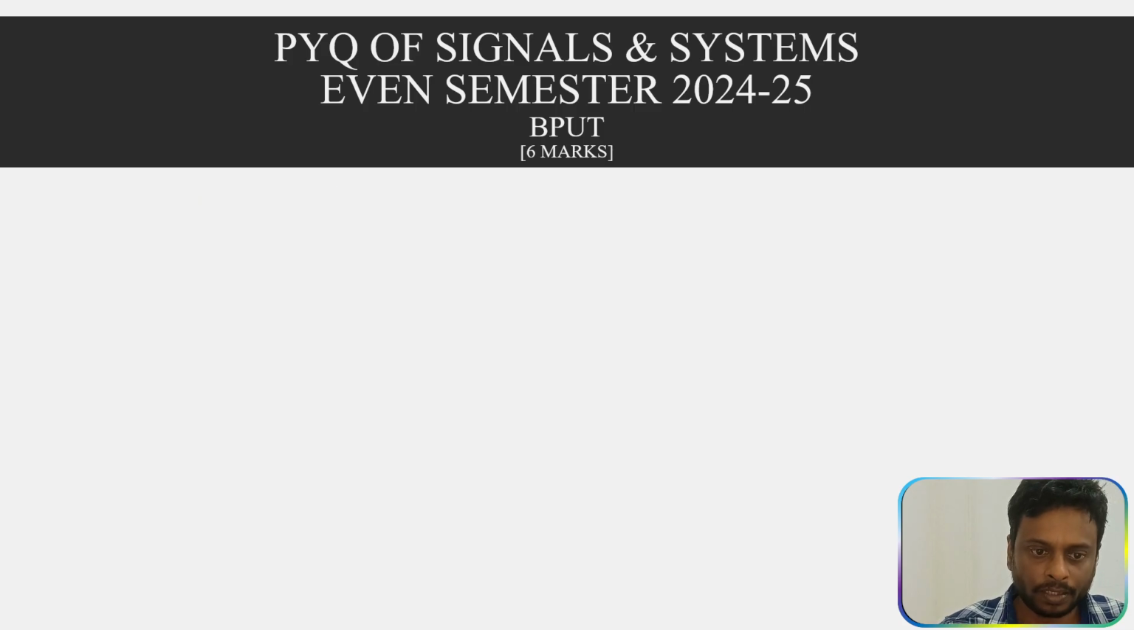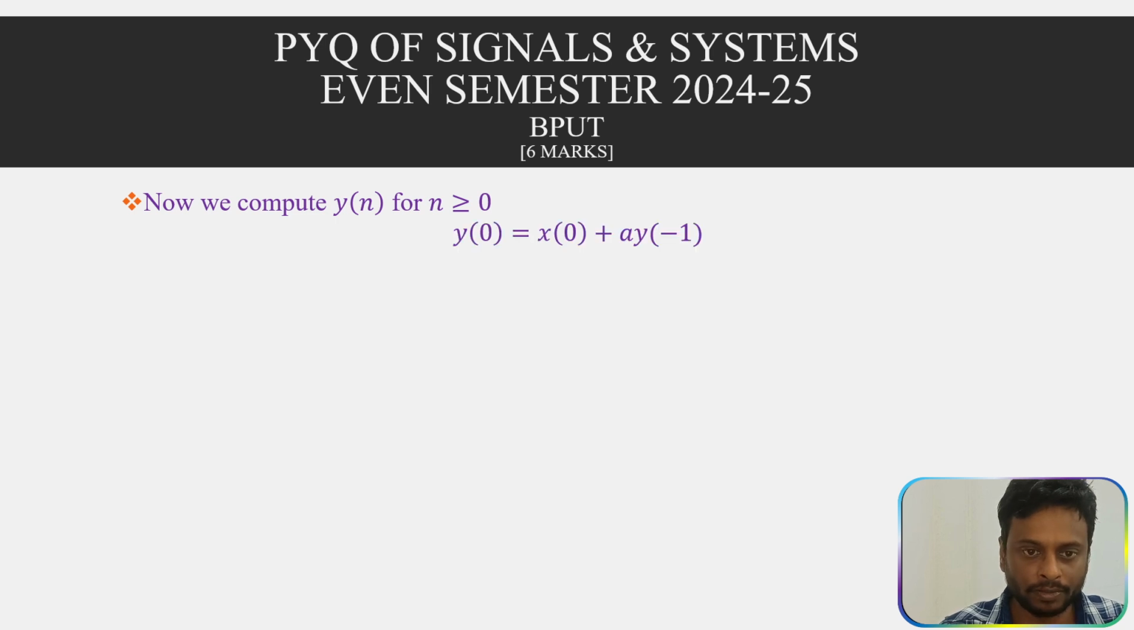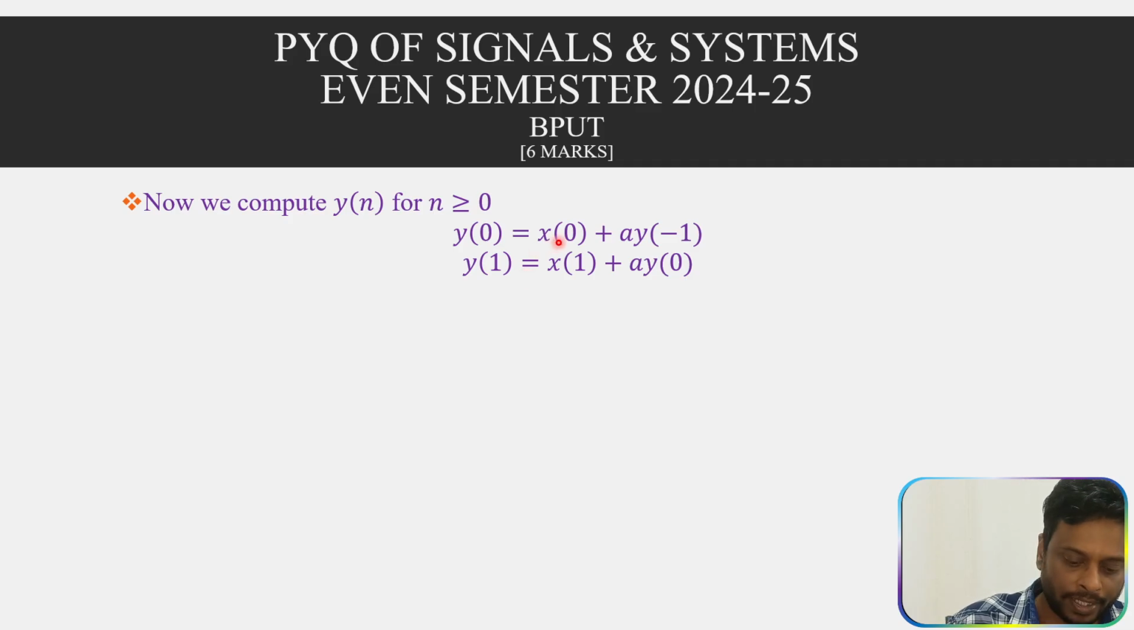Let us compute y of n for n greater than or equal to 0. If we put n equal to 0, then y of 0 equals x of 0 plus a into y of minus 1. For y of 1, we put n equal to 1. The equation is y of n equals x of n plus a into y of n minus 1. So y of 1 will be x of 1 plus a into y of 0.